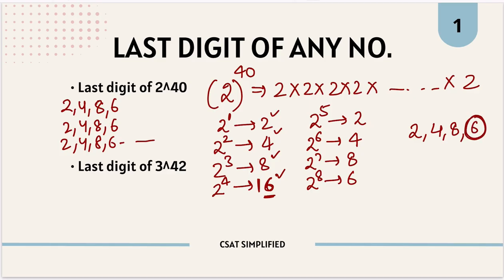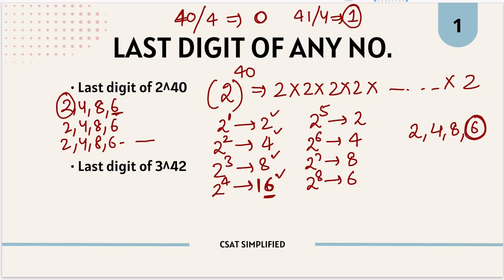And how do you know it? Whatever is the power, 40, divide it by the repeating cycle, that is 4. So 40 divided by 4, what are you left with? The remainder is 0. So the remainder 0 means the last one in the pattern, correct? So if they have asked you 2 raised to power 41, what is the remainder? You have got the remainder as 1. So 2 raised to power 1 is 2, correct? 2 raised to power 2 is 4. So this is the way you check it.